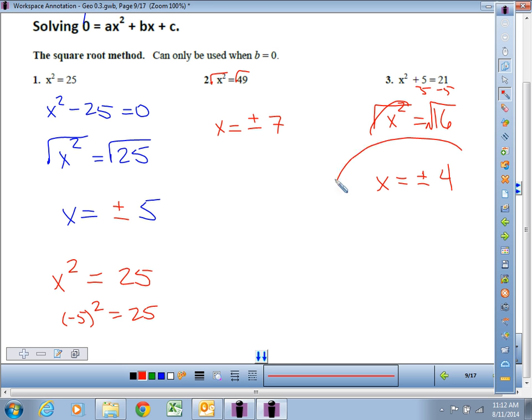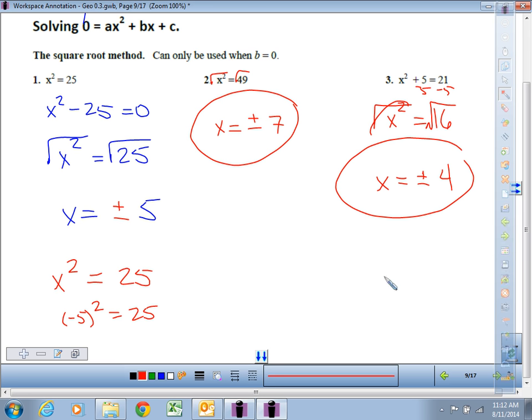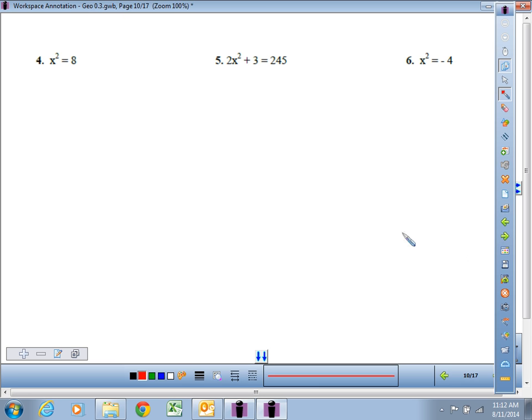So that's the square root method. Very simple, basic algebra skill. But remember, it's not the best way most of the time, because most of the time we're going to have a b value there. So let's move on to number 4. We just go ahead and square root, and we're ready to roll. So we have x equals positive and negative square root of 8.